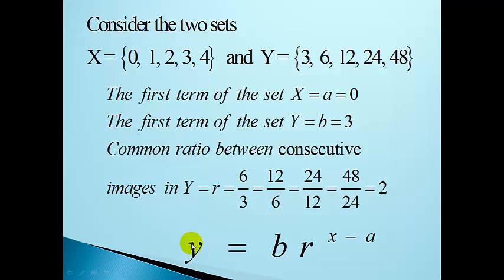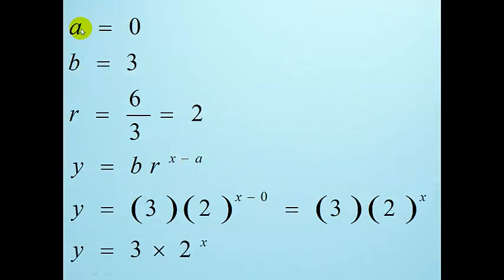Now, from the rule for exponential mapping, we have y equals b r exponent x minus a. Now we have a equal to 0, b equal to 3, and the common ratio r equals 6 divided by 3, and this is equal to 2. So from the rule for exponential mapping, we have y equal to b r exponent x minus a, b equals 3, r equals 2, and a equals 0.